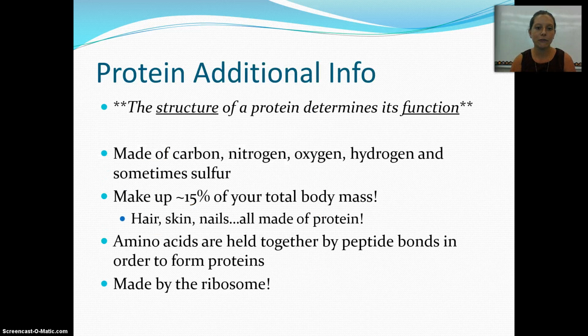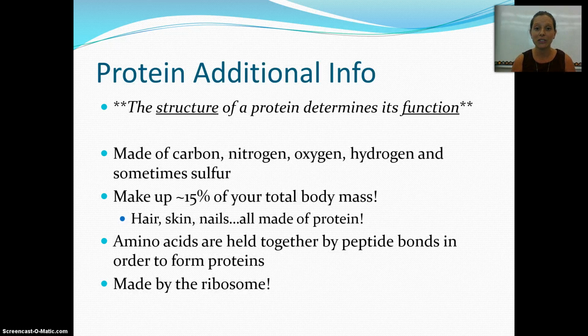Okay, some additional information on proteins. The structure of a protein is what determines its function. We talked about that with enzymes. If you change the shape, you change the function. So make sure you have that under your additional info for proteins. Proteins are made up of carbon, nitrogen, oxygen, hydrogen, and sometimes sulfur.